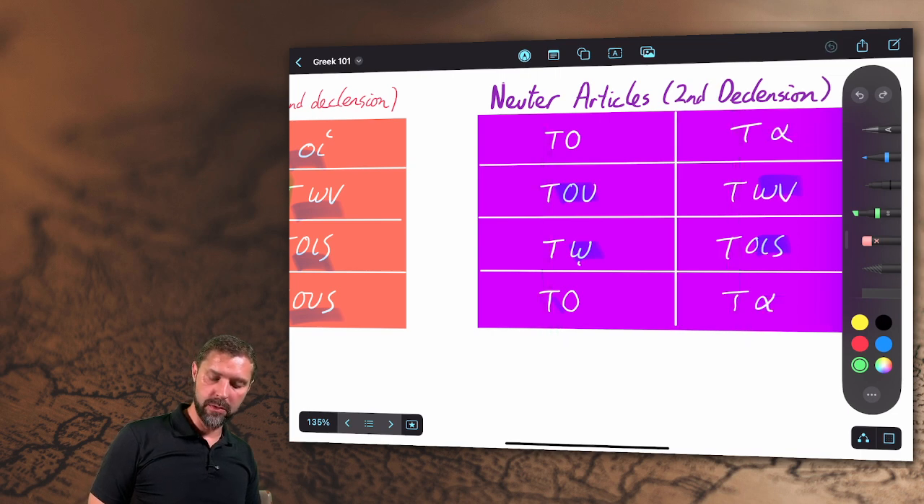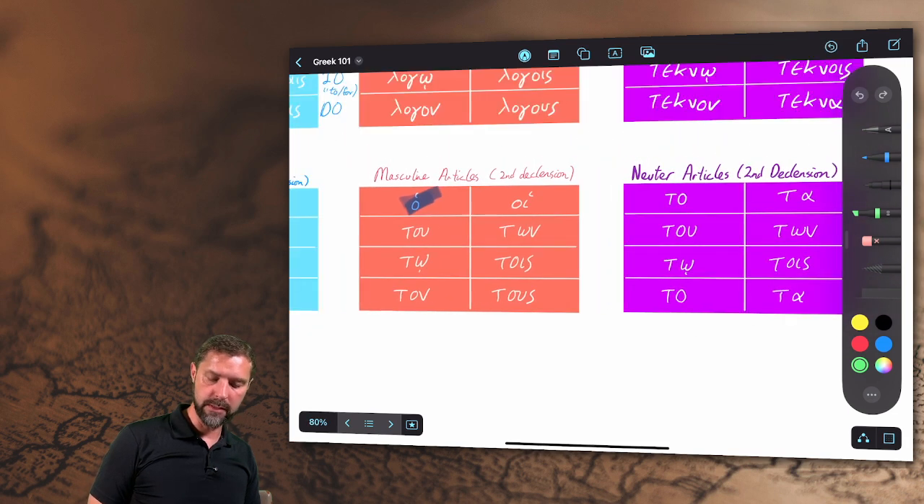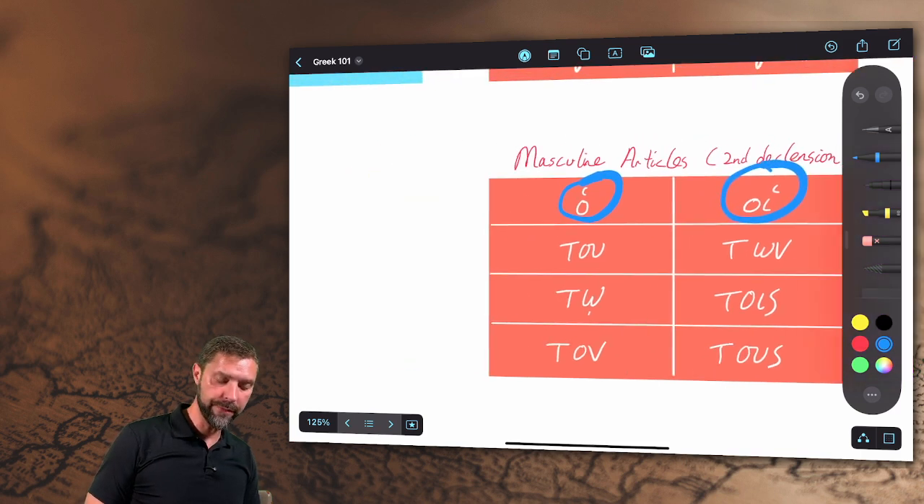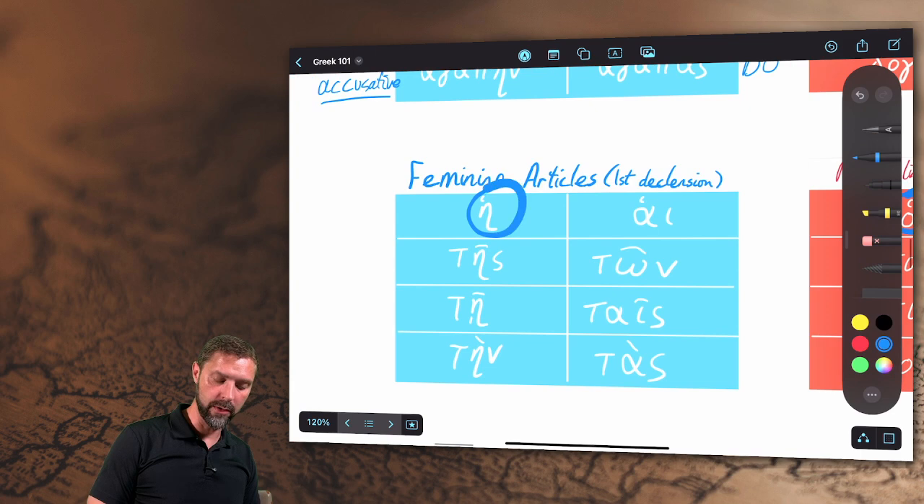That said, you noticed already that I skipped some, and so I'm acknowledging the existence of some exceptions. And those exceptions are right here. Like the feminine, the masculine nominatives, which are going to be ho and hoi, don't use the tau. We use a rough breathing mark. And so I have ho and hoi. That should be familiar because with the feminines over here, I learned he and hai.